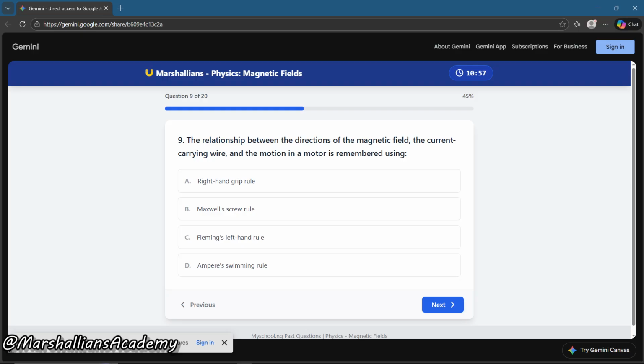The relationship between the magnetic field direction, the current, and the motion. Don't forget, this is no longer two elements like the right hand grip rule. If it was two elements, just the direction of the magnetic field and the flow of current, then it is the right hand grip rule. But now there are three elements. So the answer could be Fleming's right hand rule or Fleming's left hand rule. But there's something very, very important. They told us in a motor, which rule applies to motors? Fleming's left hand rule.